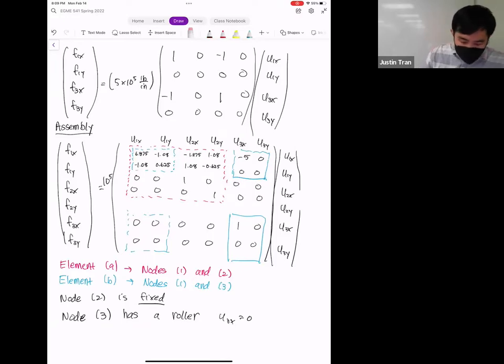Oh, and we have the entries on the right. And so we said that F2x, F2y, F3x, they're all going to be zeros. And in terms of our loads, our load is 25,000 pounds applied vertically downward on node 1. And so that means that our F1y here is going to be a minus 25,000. And our F1x here is just going to be 0 because we don't have any load there.